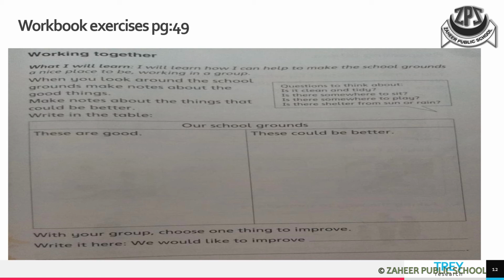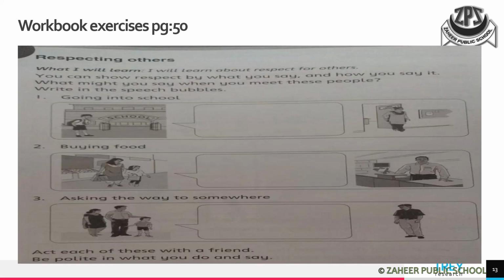So there are two columns. In the first column, you have to write notes about the things which are good related to your school ground. And in the second column, you have to make notes about the things that could be better. The exercise given on your page number 50 is related to your topic respecting others. In this exercise, you have to write how you show respect to these people when you meet them, when going into the school, when buying food, and when asking someone the way to somewhere.